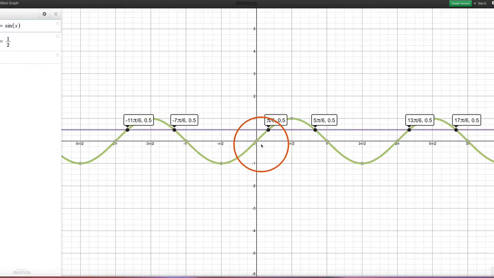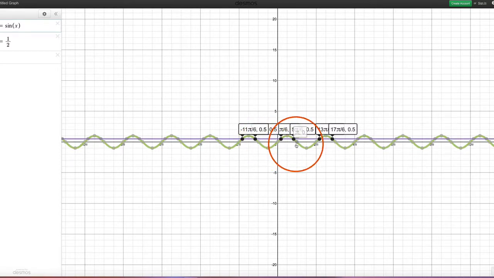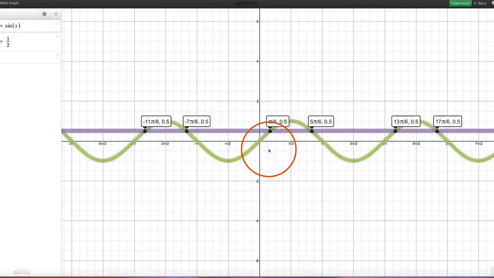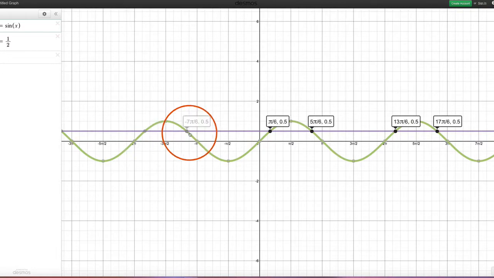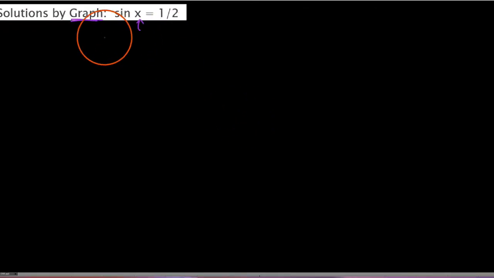pi 6. As a matter of fact, if I were to zoom out here, we could speculate how many x values or angles exist for which our graph has an output, or a sine has an output of a half, and we could say infinitely many, okay? So, noting that, let's go back over to our canvas here, and we'll talk about how I would necessarily solve an equation like this, and then interpret our results.